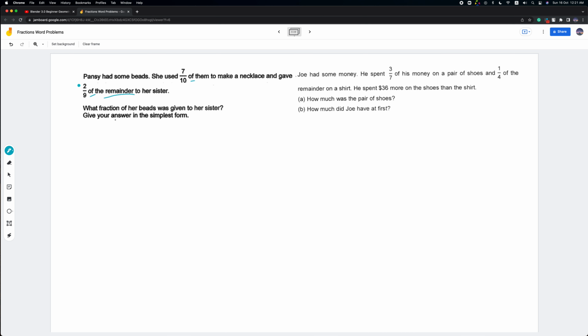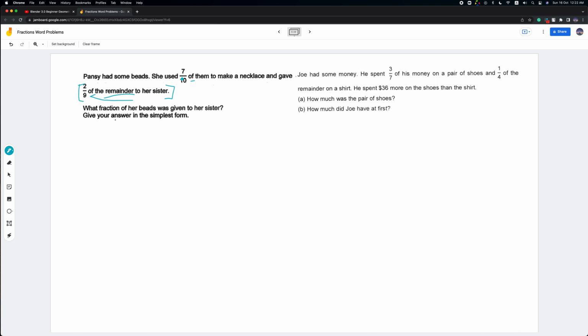So let's not waste time and let's go through this question. Again, it's a common question. Pansy had some beads. She used 7/10 of them to make a necklace and gave 2/9 of the remainder to her sister. Now, whenever we see a remainder, what I like to do is forget about the remainder for a while. So what I'll do here, I'll just box it.